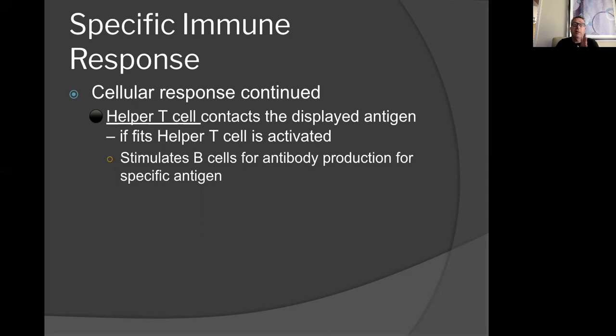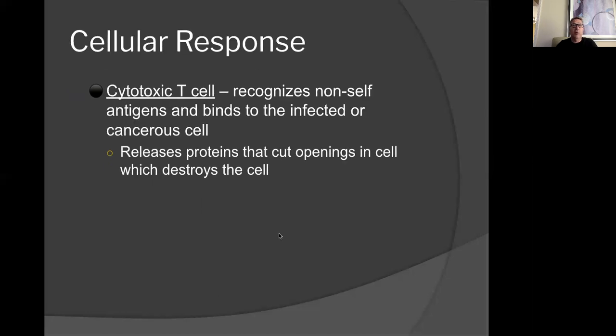So the helper T cell contacts the displayed antigen, right? And if it fits, then the helper T cell is activated, and that stimulates the B cells for antibody production for that specific antigen. So those memory cells, right? The memory says, hey, I know how to make this antibody, so I'm going to go ahead and produce it, and I'm going to attack that foreign substance, or send them out.